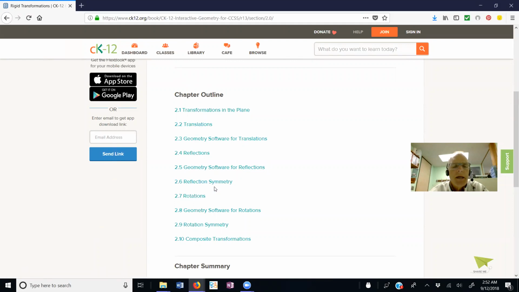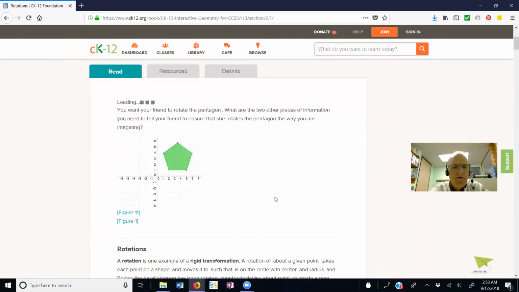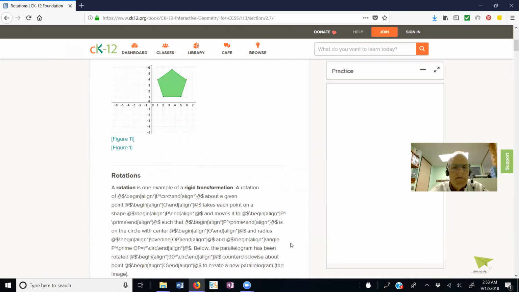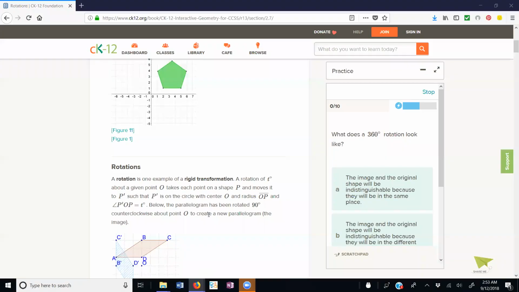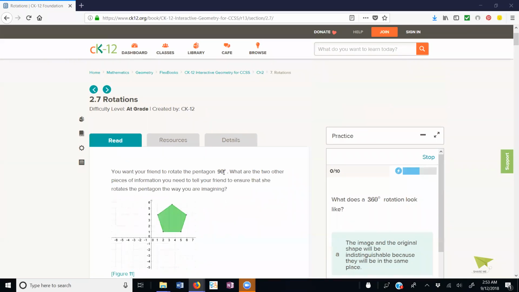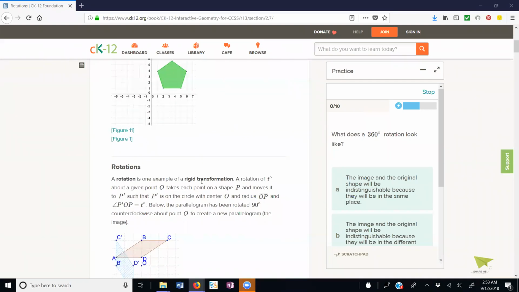I think maybe I will use the rotations one as an example. So I'm going to hit 2.7. It does take a few seconds for this to load because it is using some mathematical notation. So here we are at section 2.7 on rotations, and I think they do a nice job of explaining this. It's way more than you can read, but I think they also provide a good definition.